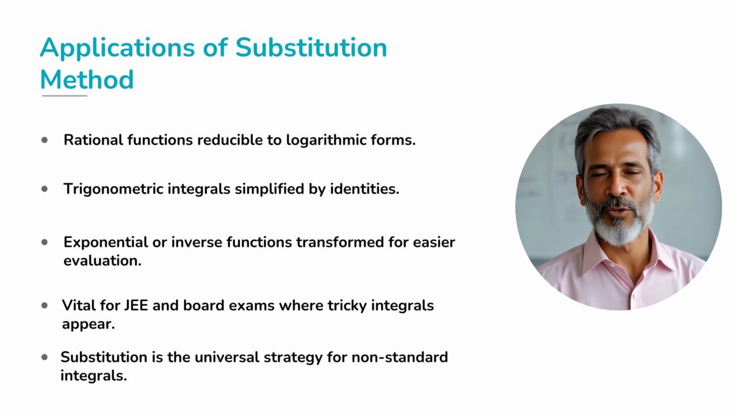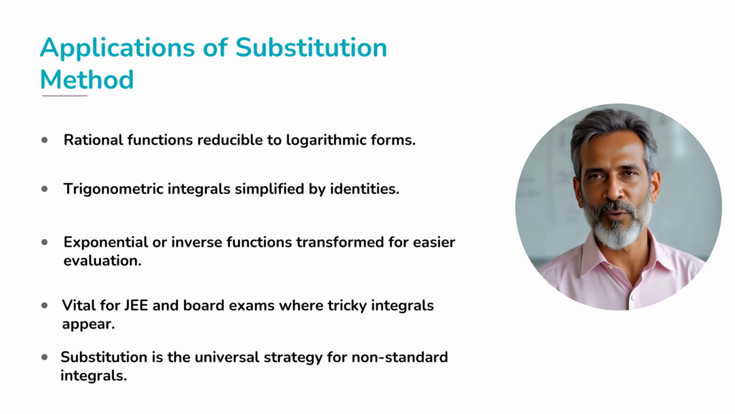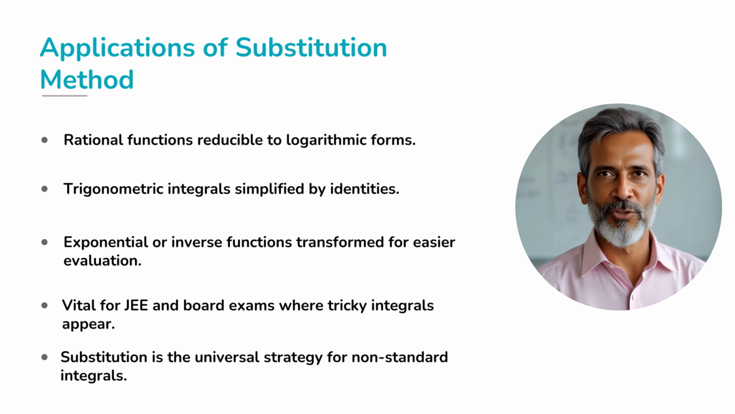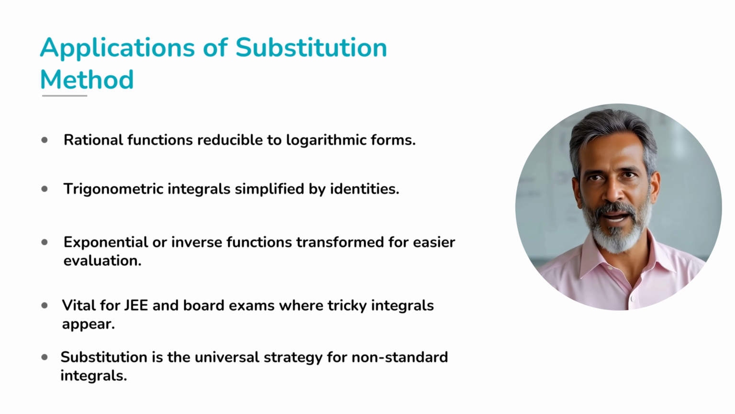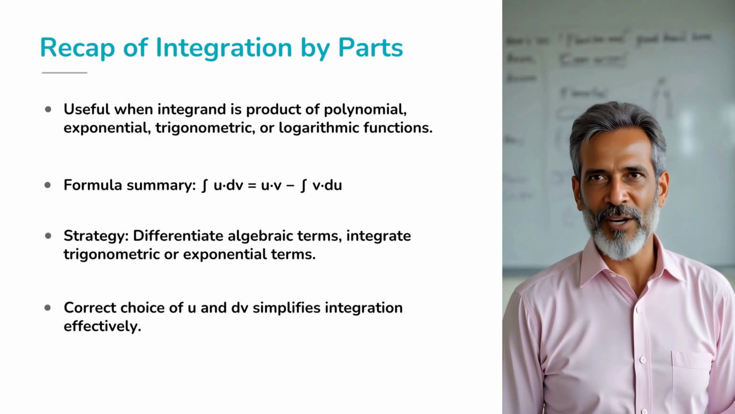Now, where is substitution most useful? First, in rational functions like the one we saw, which reduce to logarithmic forms. Second, in trigonometric integrals, where identities and substitutions simplify powers or products. Third, in exponential and inverse functions, which become manageable after changing variables. And beyond exams, substitution is used in physics, engineering, and probability whenever we need to transform a problem into a solvable form. So let's summarize today's discussion.